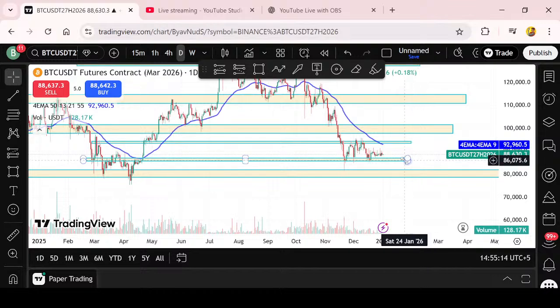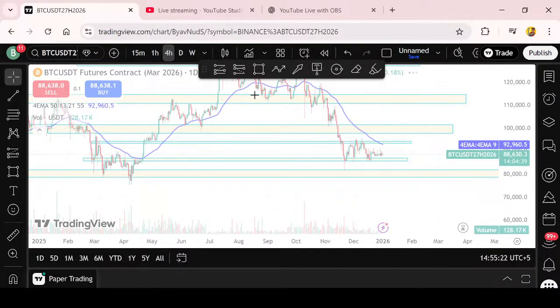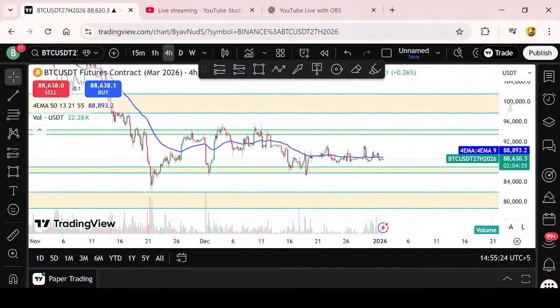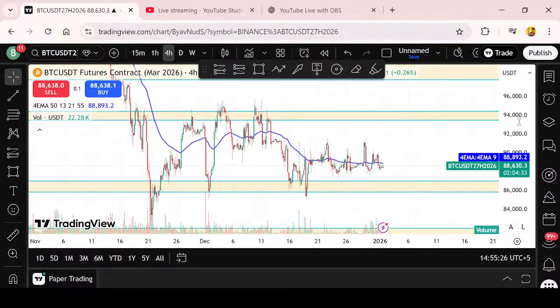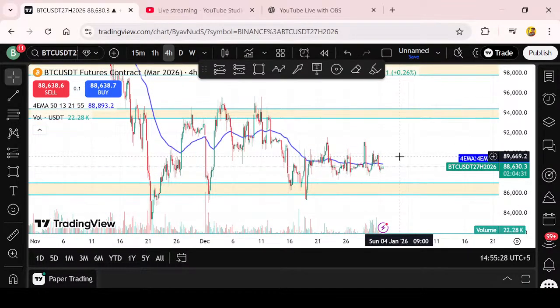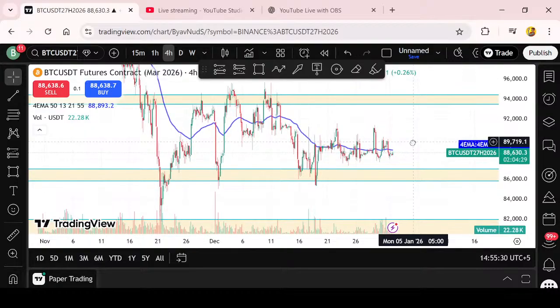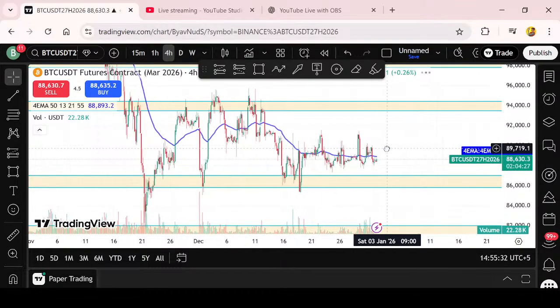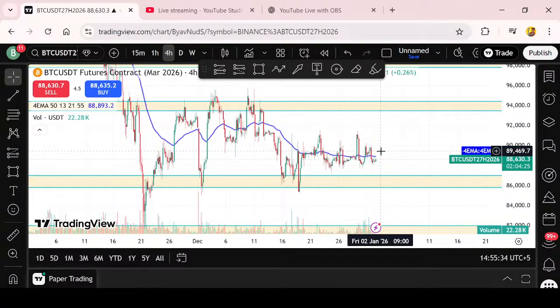So I think I have to end my day here, because I don't think that we're gonna trade today, because the market is totally stuck and we don't see any direction right now.